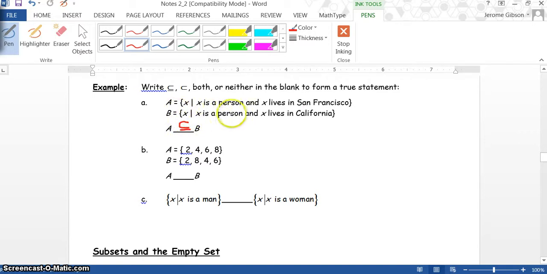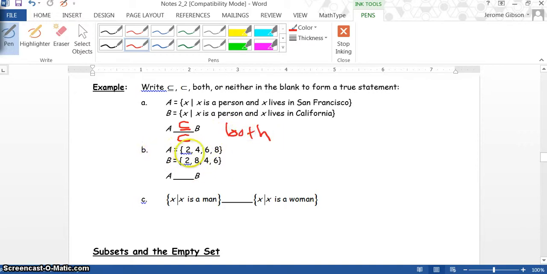But look here. We know that A is a subset of B. But if we look at this a little closely, we know that San Francisco is contained in California. But we know there are other cities in California. So A could also be the proper subset of B. So the answer is both.